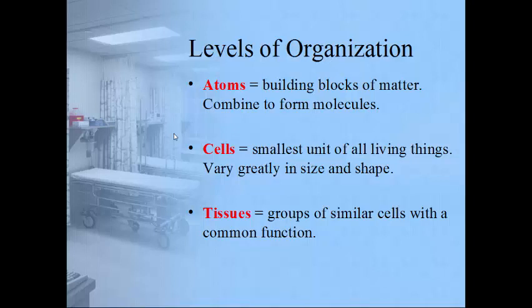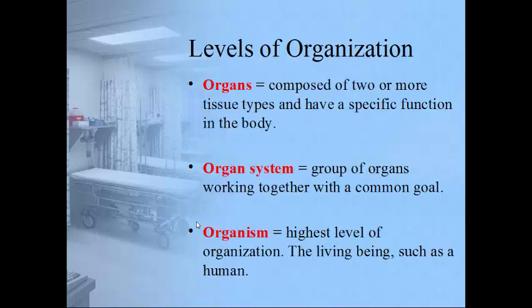Once you have a group of cells working with the same function, those are called tissues. So a large group of cells working together with the same function, that's now a tissue. When you get two or more types of tissue working together, that's when you have an organ. The brain is an organ. The stomach is an organ. The heart is an organ that has two or more tissue types working together.